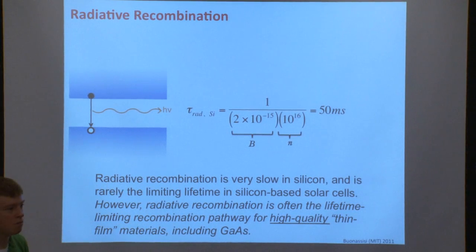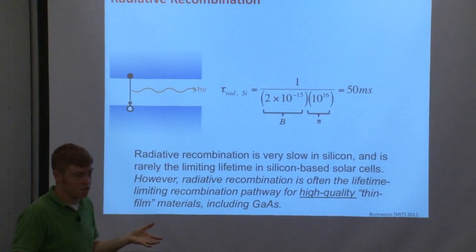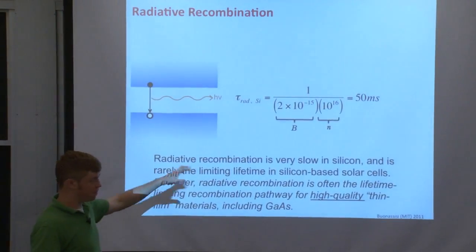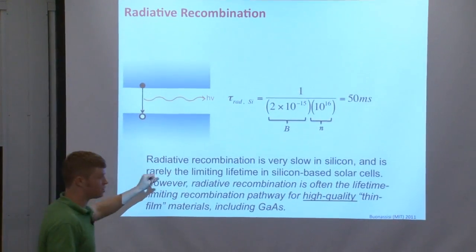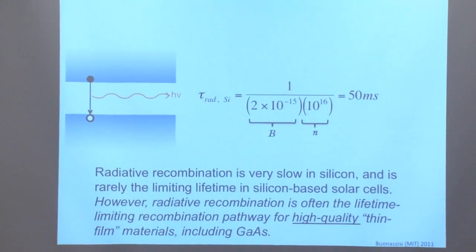And if you remember from before, when I was calculating a generation rate for silicon, we used about 10 microseconds. So this is really, really long. And so radiative recombination is very, very slow. And it's rarely ever the limiting lifetime in silicon-based solar cells.